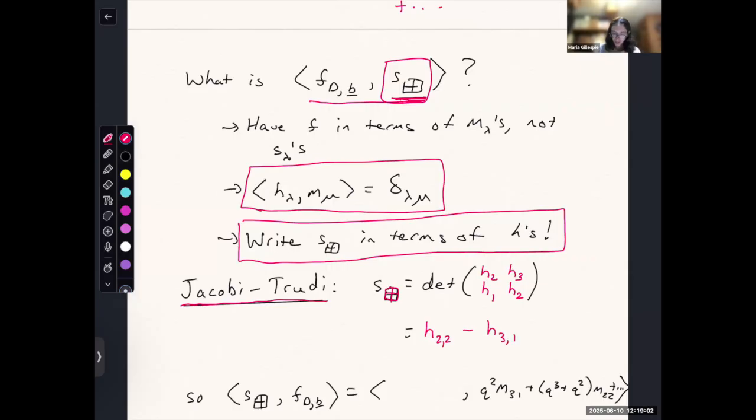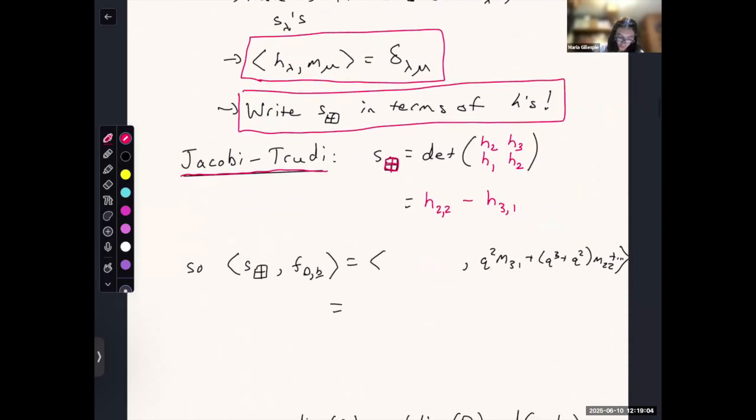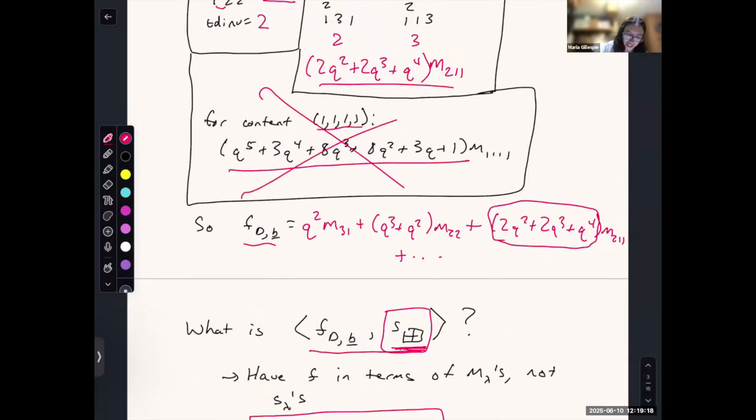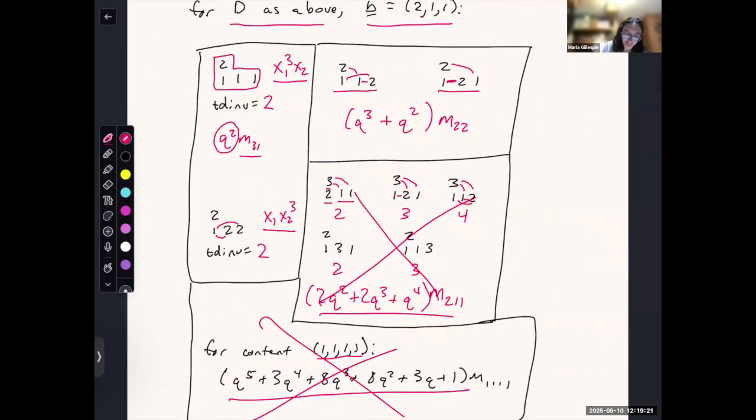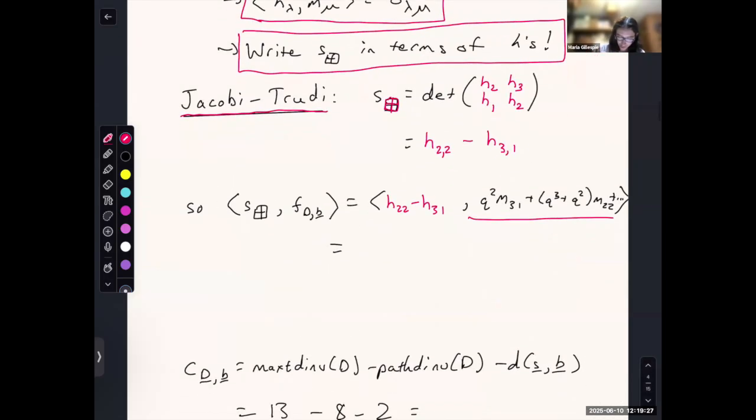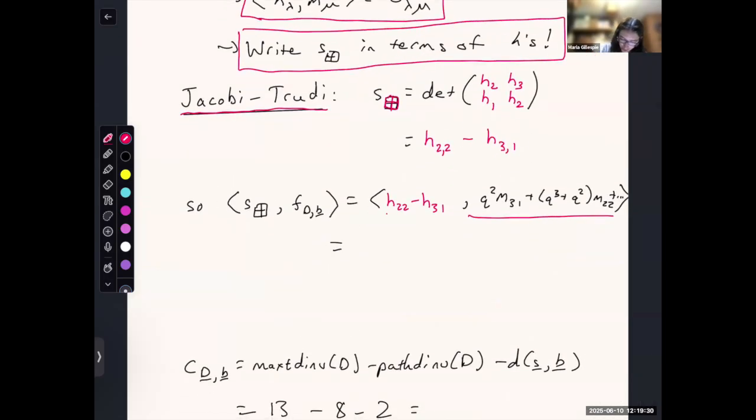which is h31, right? And so actually, what we're really doing here is taking the inner product of h22 minus h31 with an expansion in terms of monomials that looks like this, and we only have to look at the first two. So actually, we didn't have to do this big computation at all, or even this one. All we needed was the first two, and that's not so bad, right? And so then when we actually compute this inner product, the h22 inner product with the m22 gives us a q cubed plus q squared. The cross terms die, and then the h31 with the m31 gives you minus q squared.